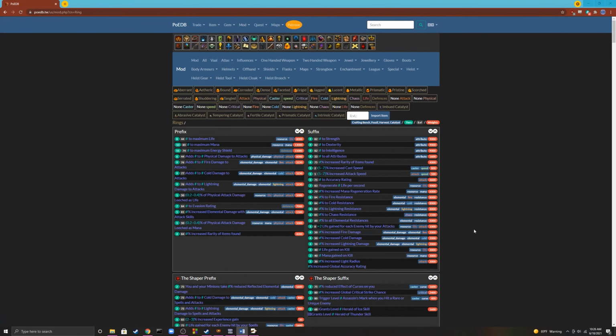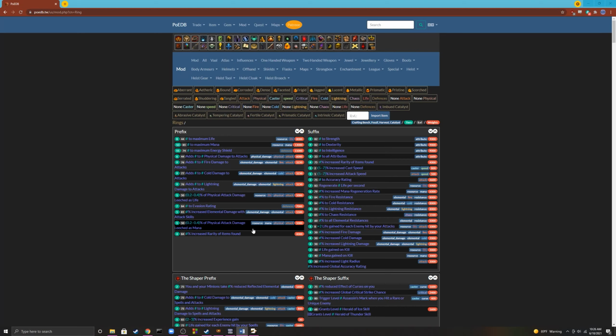Another really important distinction you need to understand when it comes to attacks versus spells has to do with modifiers. For instance, if we look at the suffix, which states 2 life gained for each enemy hit by your attacks, this modifier only affects attacks and not spells. So if you are using a spell and have this modifier, you are receiving no bonus. Essentially, this suffix is dead to you.